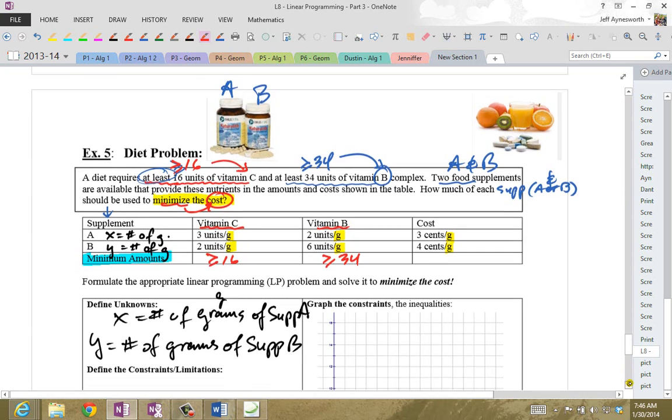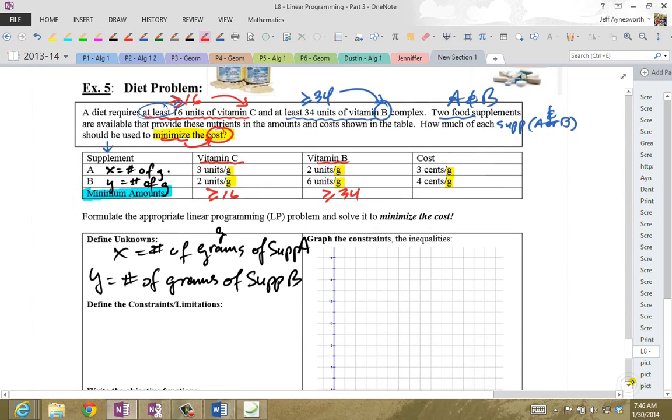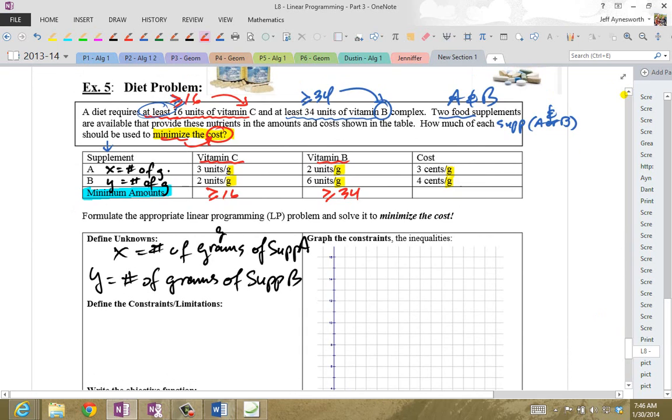So here we go. Once you translate the problem there, what we need to do is write down some constraints. Constraints are limitations, as you already know. We have a constraint on vitamin C, we need at least 16 units there, and we have a constraint on vitamin B. We don't have a constraint on the supplement. We have a constraint on the vitamins. So I'm going to write down the constraints and translate them into inequalities. Let's go ahead and do that.